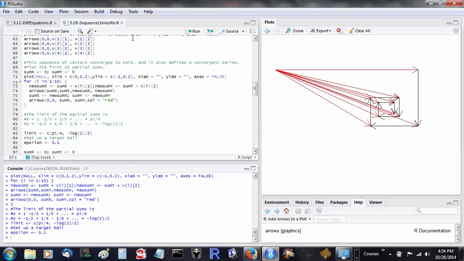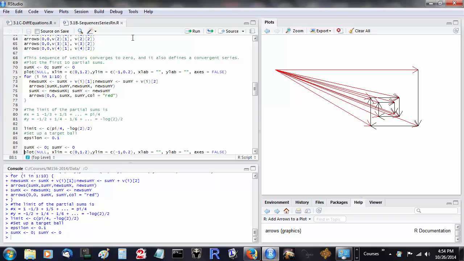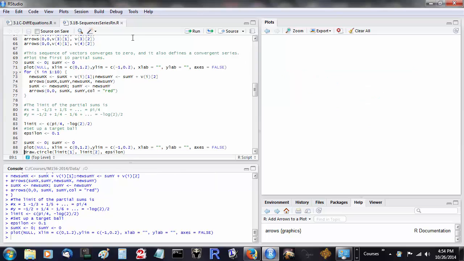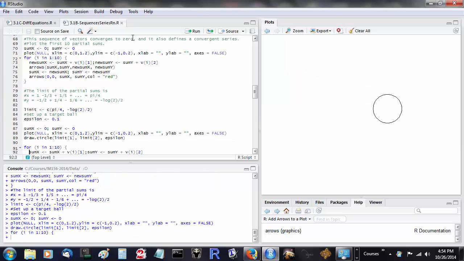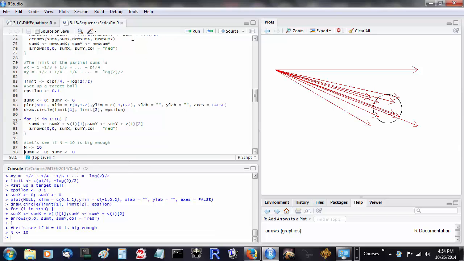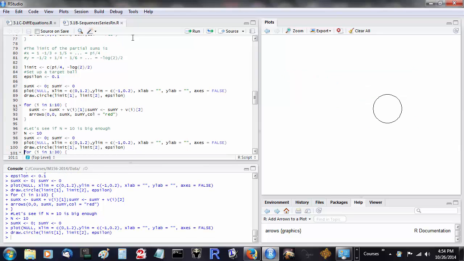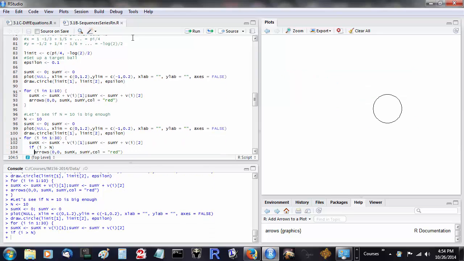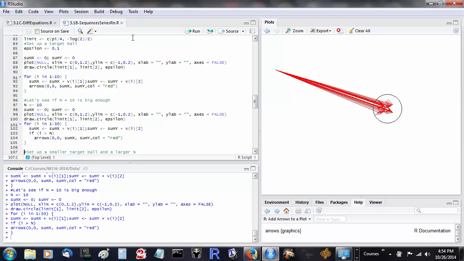So I'll set up a target ball centered on that putative limit and choose as the radius of that an epsilon of 0.1. Blank the plot, draw my target, and now I will draw the first 10 vectors. And a few of them miss substantially, but they appear to be zeroing in on the target. Let's see if n equals 10 is big enough. All I have to do is repeat that result, but this time I only draw the arrow if i is greater than capital N, and it looks as though they're all inside. So convergence is looking promising.